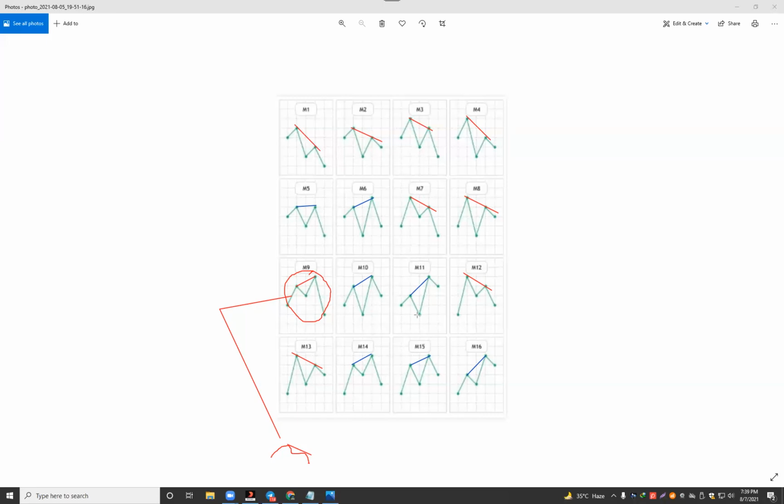Clear, Harish? Yes, sir. So divergence is also important, okay? And Mohammed, these are all the patterns. Then find how many patterns you can remember and trade. Okay, sir. Got it.